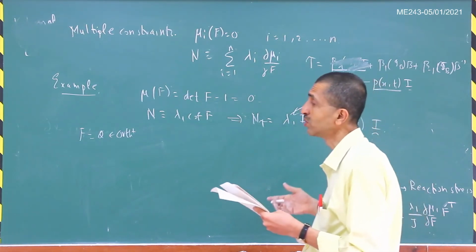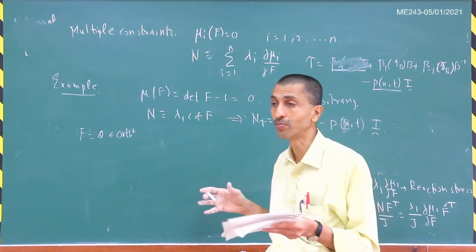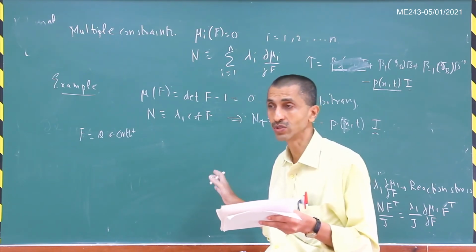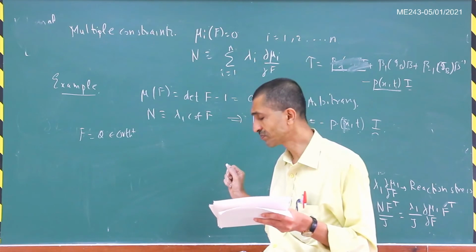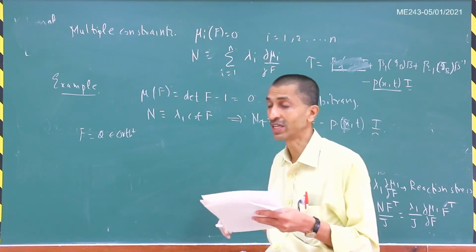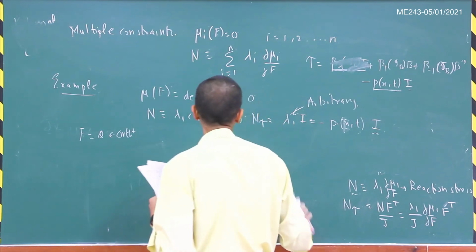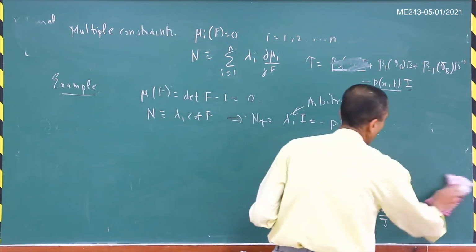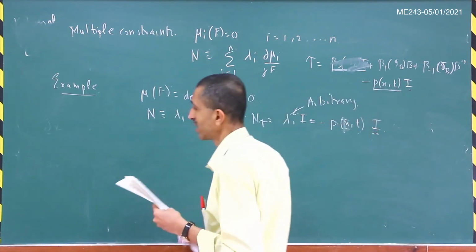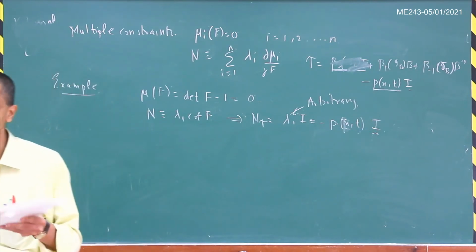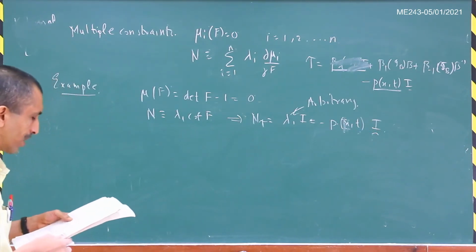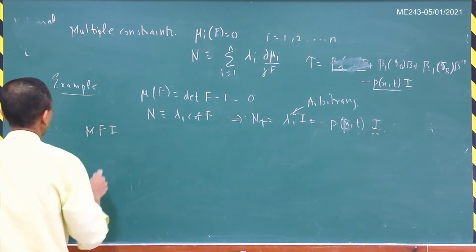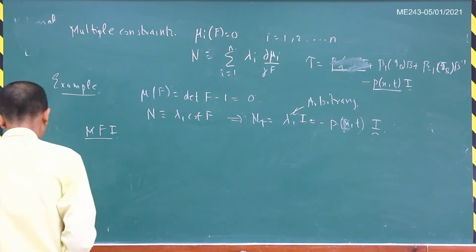Now we will also use the axiom of material frame indifference. So far we have only used the second law of thermodynamics. We have not used the axiom of material frame indifference. So now let us impose material frame indifference on the constitutive relation and see what we get. We are always allowed to do that, because as I said, we are adopting that as an axiom, a principle. So now the restrictions imposed by material frame indifference.